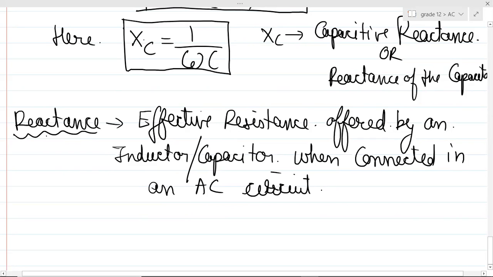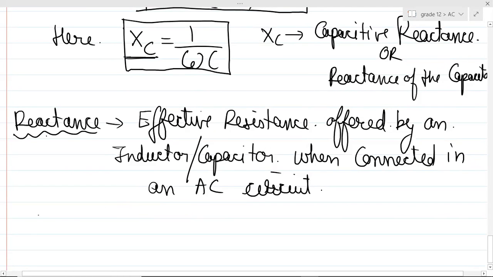Is this clear? Here this XC is called as the capacitive reactance. It's basically what? It's the effective resistance offered by the capacitor. And I have already written what is XC, which is equals to 1 by omega C. And everyone knows omega is basically what? 2 pi F, so I can modify the formula.